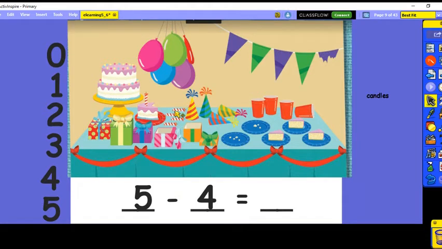5 minus 4. Do you see how many candles are still on the cake? There's just 1. 5 minus 4 equals 1. When we subtract, your answer gets smaller. When you subtract, the answer that you get is called the difference.